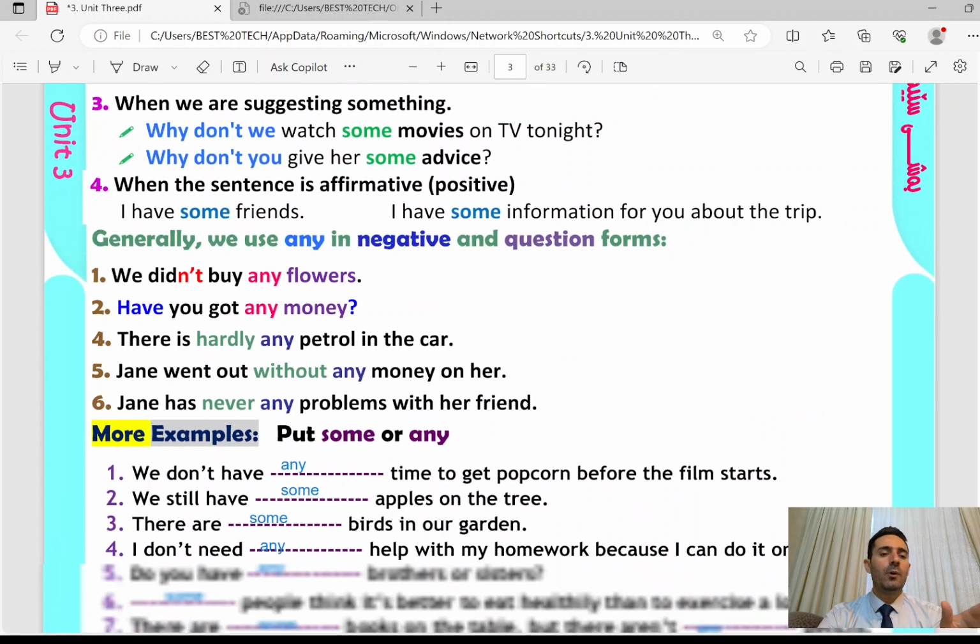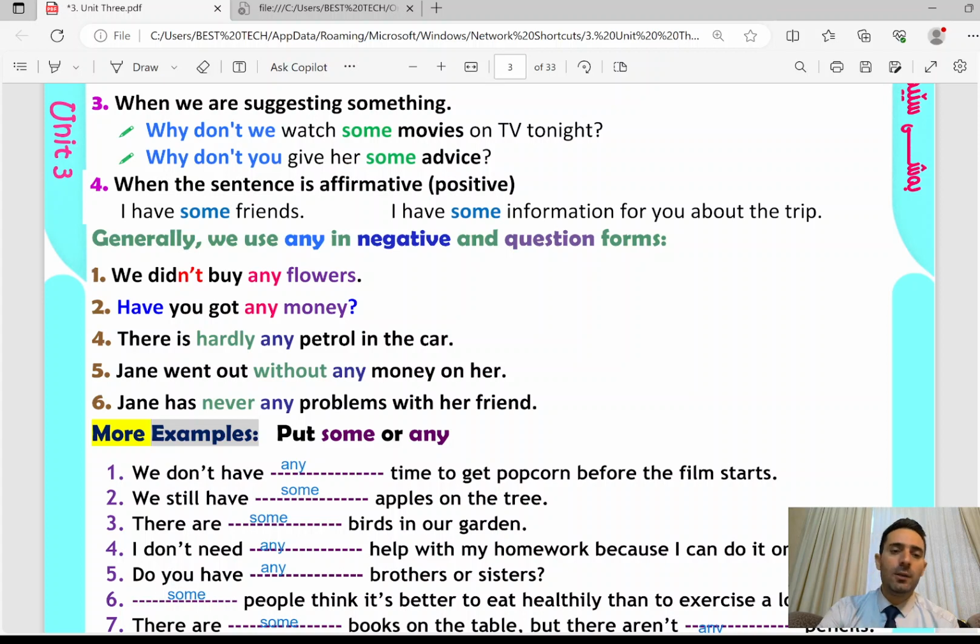For any, generally we use any in negative and question forms. We didn't buy any flowers. In this sentence I have used any because the sentence is negative. Have you got any money? Again I have used any because the sentence is in question form.